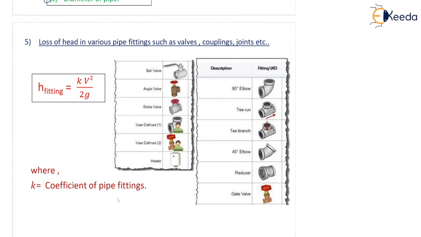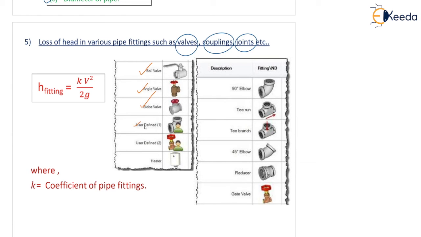Loss of head in various pipe fittings such as valves, couplings, joints, etc. So what are the examples of these fittings actually? Some diagrams are given here. Look at this naming, like ball valve. You can increase the flow rate with the use of this valve. Angle valve, right? You can see the 90-degree angle is there, and this is the globe valve. You can rotate the globe valve by 360 degrees.